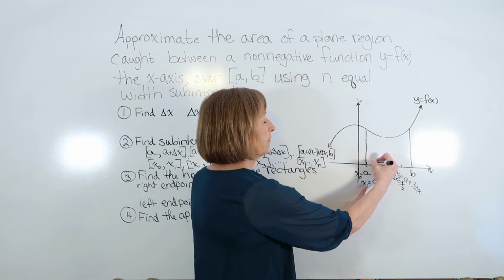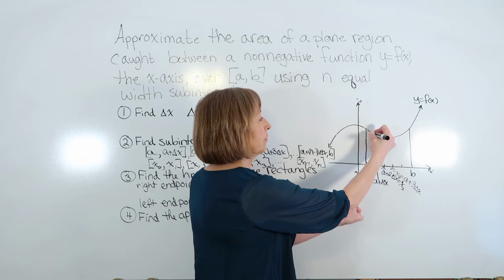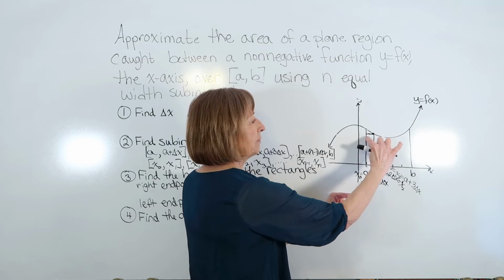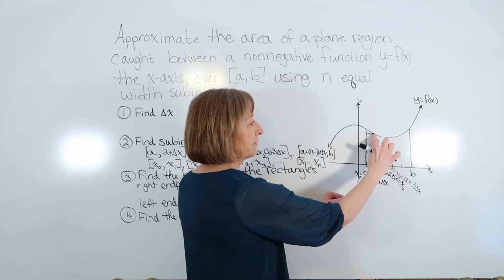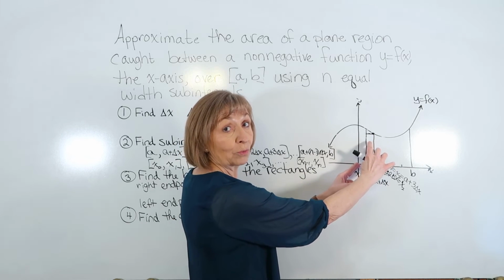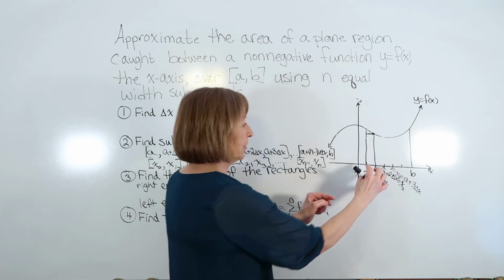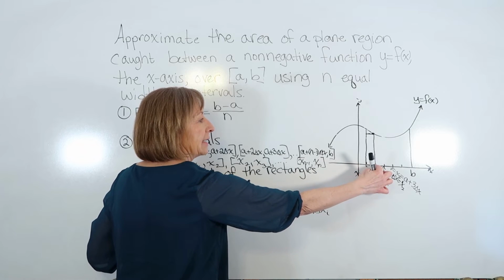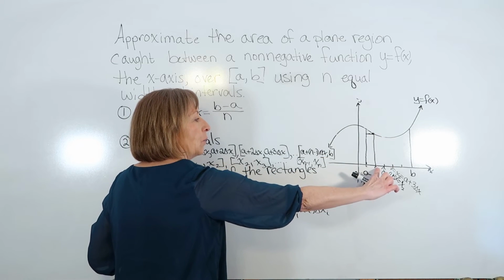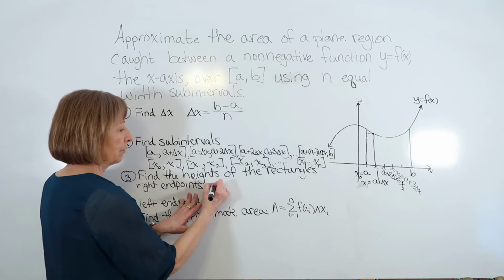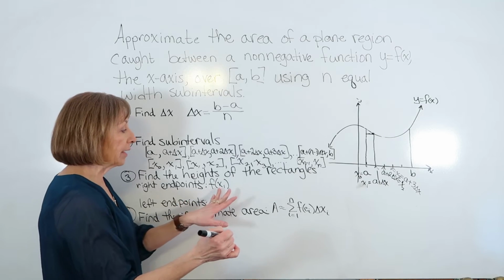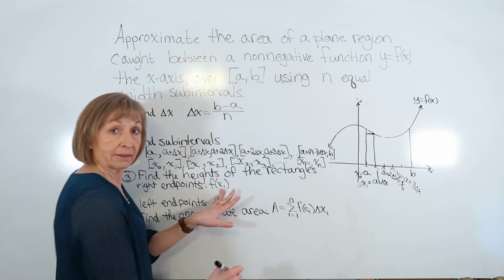So I'm going to bring my vertical line up to the curve. That's how tall it is. And then do a horizontal line segment across so that I make my rectangle. So that's visually showing you finding the height from the right endpoint. For the right endpoint, my first rectangle's height is the output of the function when I plug the right endpoint through. So that's going to be f of x sub 1. But remember, x sub 1 is A plus delta x.